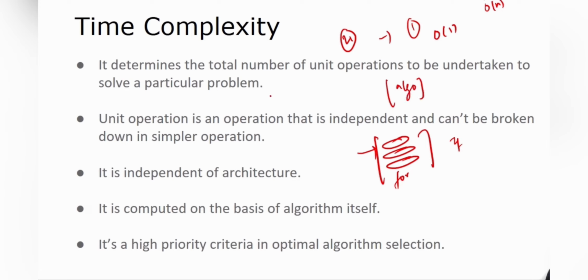Because let's suppose you're trying to search an algorithm, right? You can have two options. You can use a binary search or you can use a linear search. Now, depending upon the time complexity, binary search works much faster as compared to linear search. It works in O(log n) and linear works in O(n).